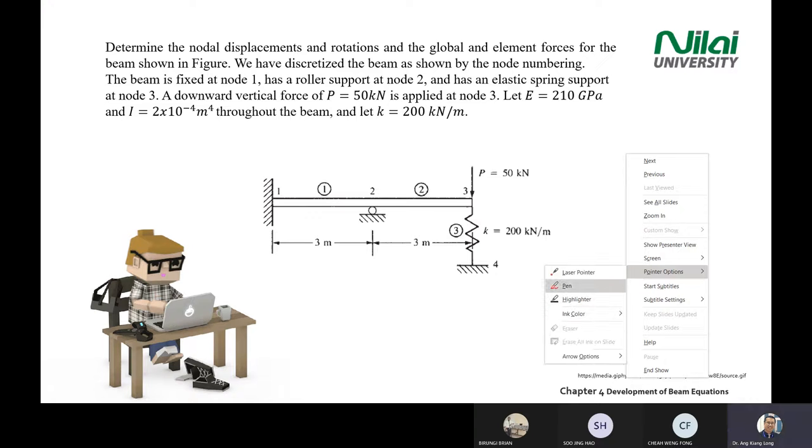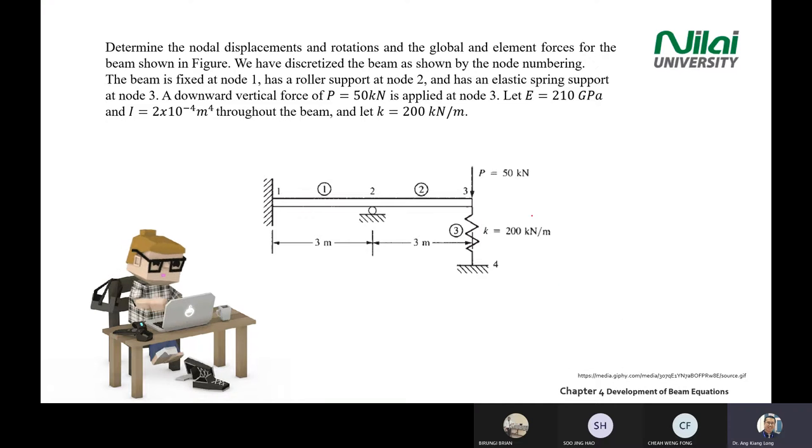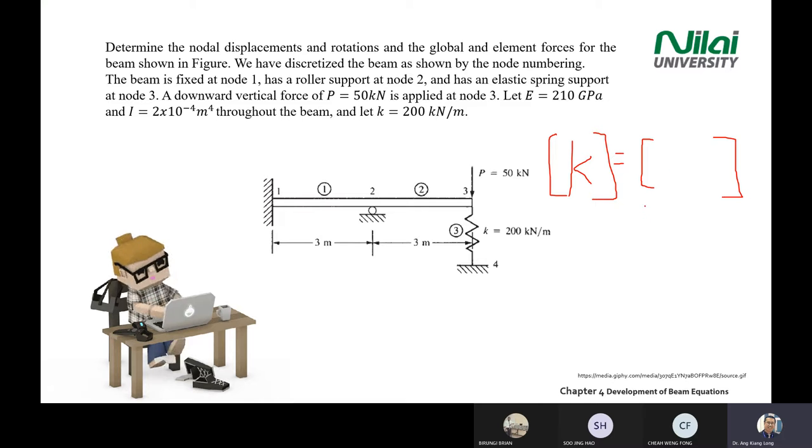Without going into the detail, just ask yourself, are you able to tell the size of capital K that you're going to get by looking at this diagram? Just self-check. Are you able to estimate the size of K of this system? What is the size of this matrix?